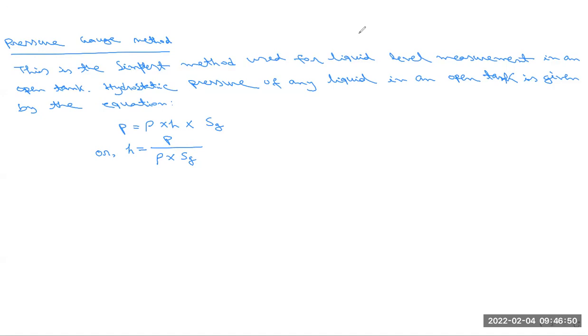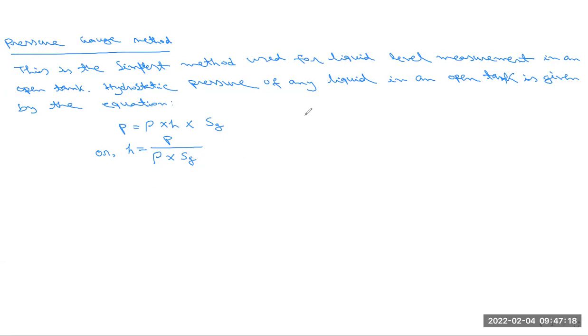This is the rho. Yes, this is the symbol of rho. Okay, so this is basically the main expression for the pressure gauge method. So the equation is P equals rho into H into Sg, and we have to calculate the height, that is the level. That is H equals P by rho into Sg.